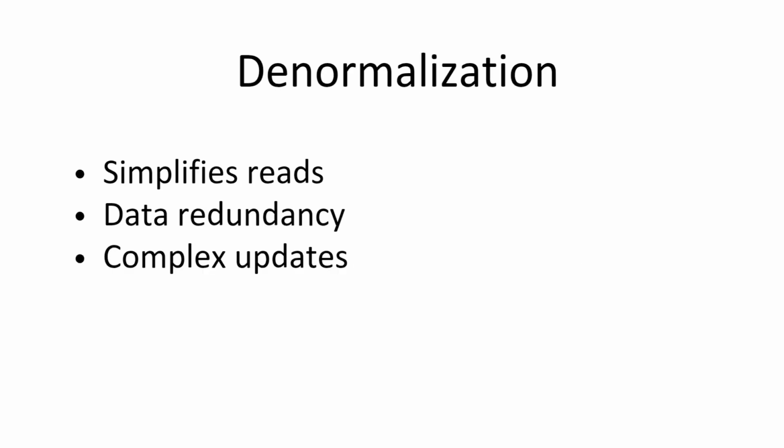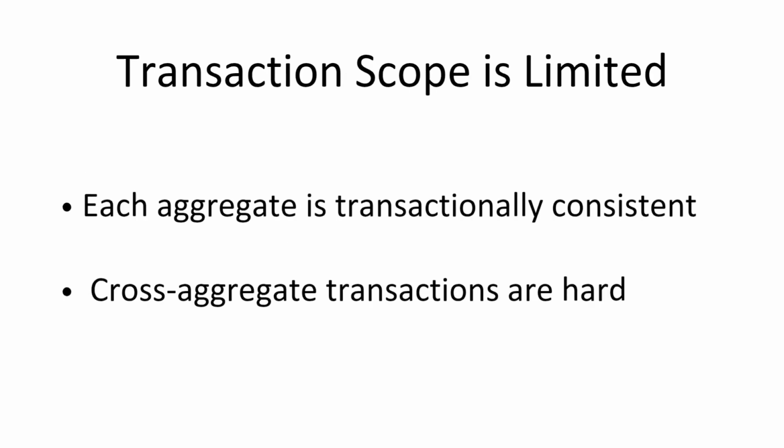A major consequence is denormalization. It makes data easier to read. One document fetches all related data, but at the cost of redundancy and harder updates when the same data is repeated across documents. In aggregate orientation, transactions are often limited to a single aggregate.